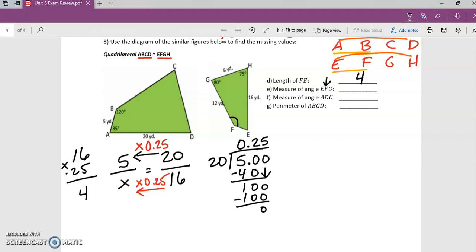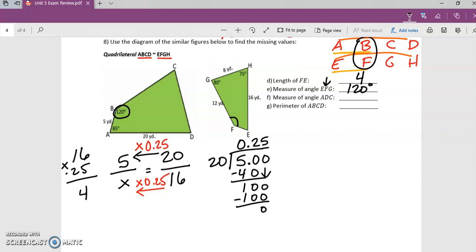Okay, so EFG, if that's F, then it should match letter B, because that's the same letter in the order. So if I go to letter B, I can see that that's 120 degrees. And I know that just because they're similar figures, their angles are going to match. So that one was easy to find out.